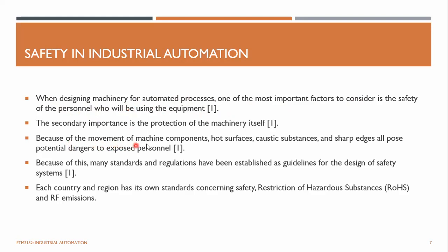Because the movement of machine components, surfaces, caustic substances and sharp edges all pose potential dangers to exposed persons. So these are the hazardous things in industry. In that case, many standards and regulations have been established. Each country and region has its own standards concerning safety. RoHS, the Restriction of Hazardous Substances, is one regulation.